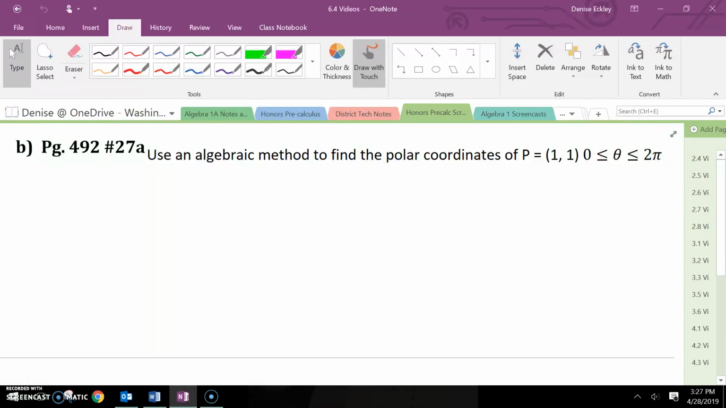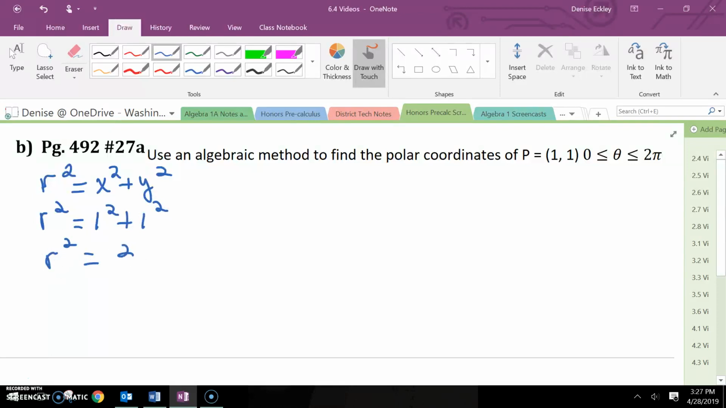So we're going to start by finding r, and r can be found by knowing that r squared equals x squared plus y squared. And since we have x and y, r squared is going to equal 1 squared plus 1 squared. So r squared equals 2. So r is going to equal plus or minus the square root of 2. So obviously we're going to have more than one way to represent this point, which is fine.